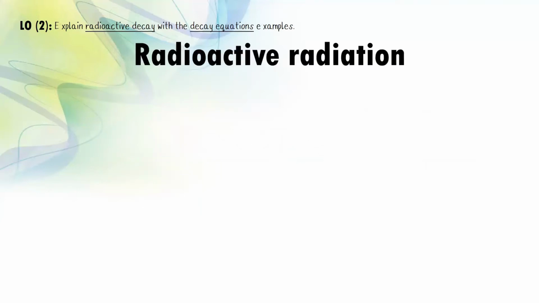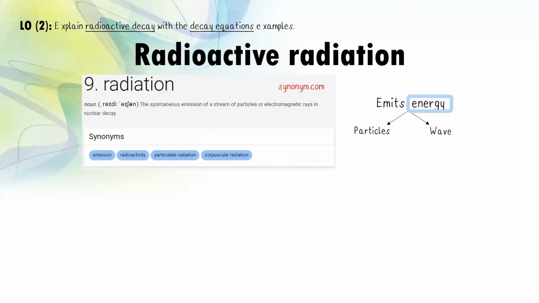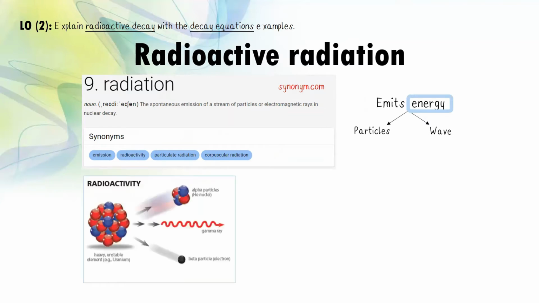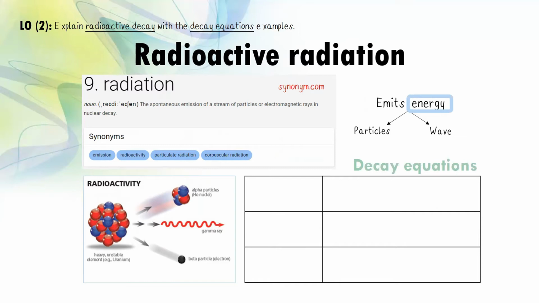Now we move to the second learning outcome. Radioactive radiation can be defined as spontaneous emission of particles or rays which actually carry energy. The emission is as illustrated here. So, let's see the decay equations.